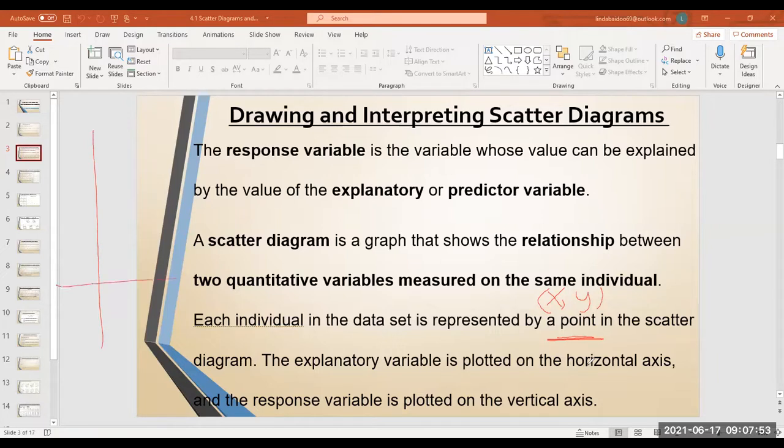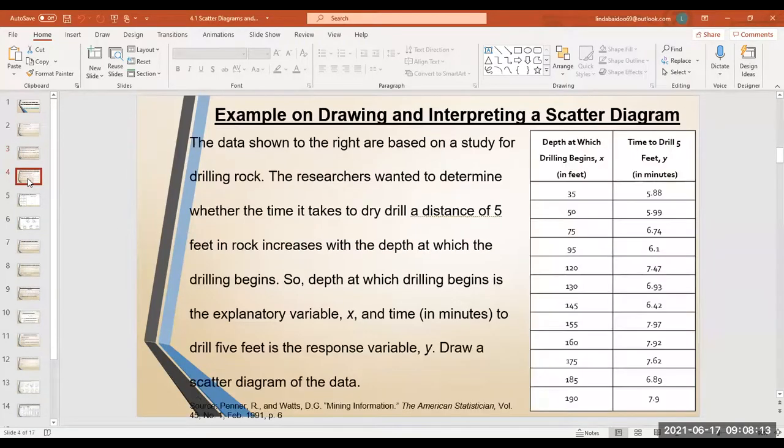If we have our Cartesian plane, our x is always going to be horizontal. That is the explanatory variable. And then the response is your y, and that is on the vertical axis. So some of this we already know from high school and then elementary and intermediate. So let's draw a scatter diagram.